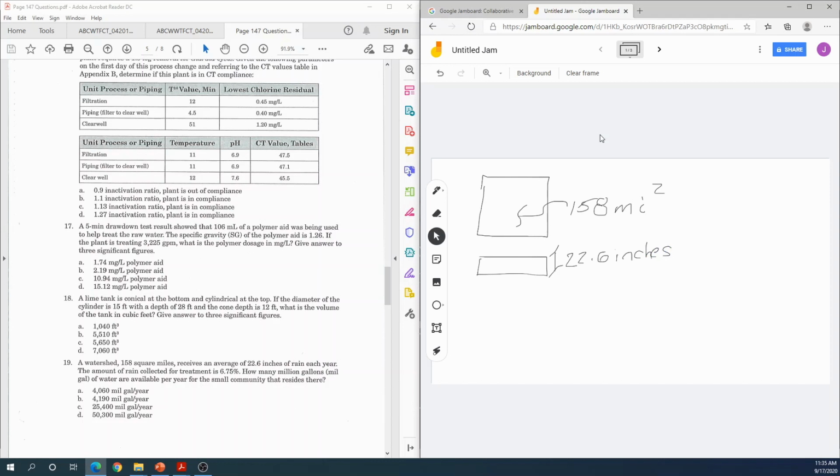So first thing I want to do is let's calculate the volume of this box. That's 158 square miles, and it has a height of 22.6. This is going back to our concept of like the volume of a cylinder or the volume of a cube. You take the area of that and you multiply it by your height, and that's going to give you your volume. Now, this is just going to be another practice of tracking units because we have miles squared and inches. And we're trying to get to million gallons.